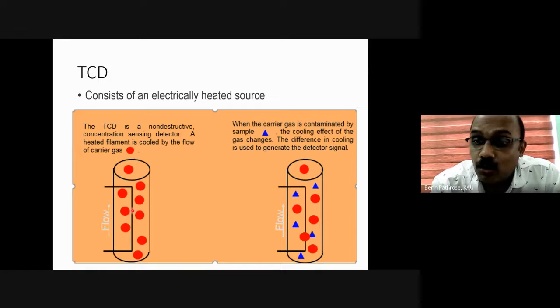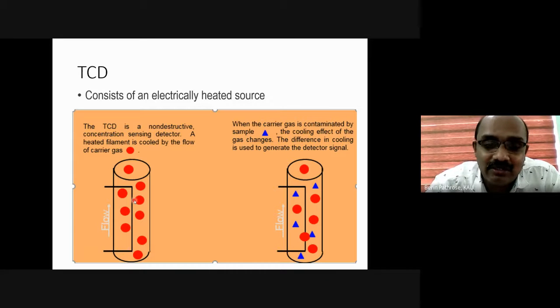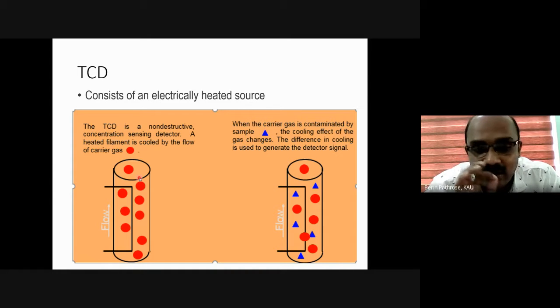Certain metals become more conductive at higher temperature, more or less. Yes or no? Yes, sir. So if the carrier gas is flowing over the filament, it cools the filament, and there will be a constant current because the flow will be constant. We can maintain the flow. That is one thing we can do in gas chromatography. We can precisely maintain the flow of the carrier gas.